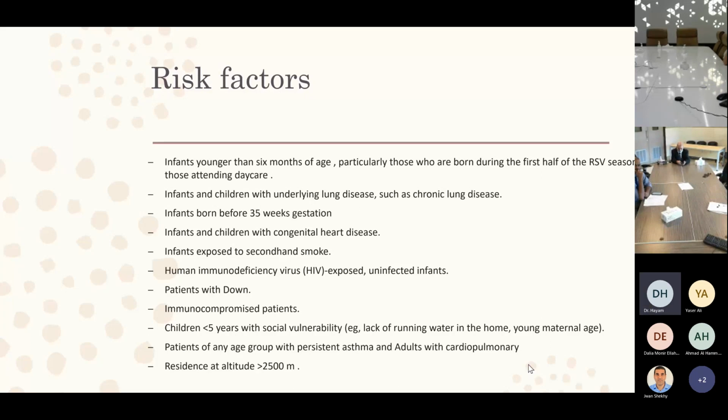Any patient with resistant asthma or cardiopulmonary disease with other children is at higher risk of RSV infection. And also if the patient is residing at more than 2,500 meters.